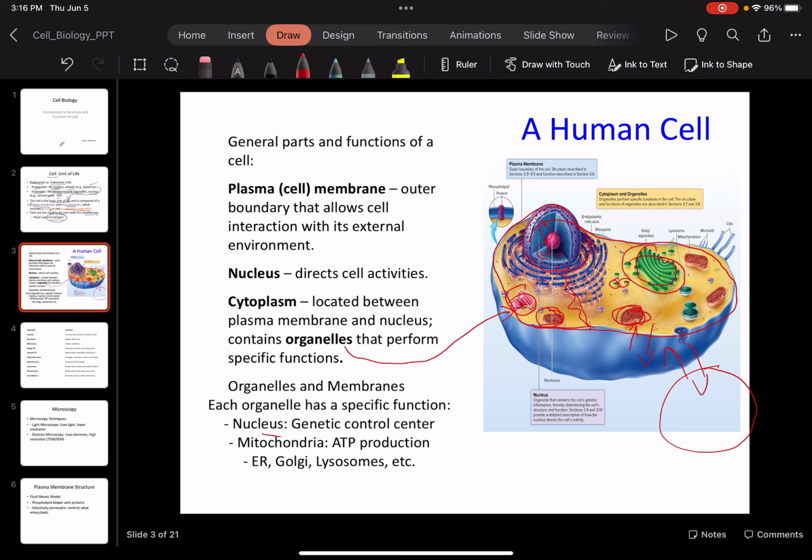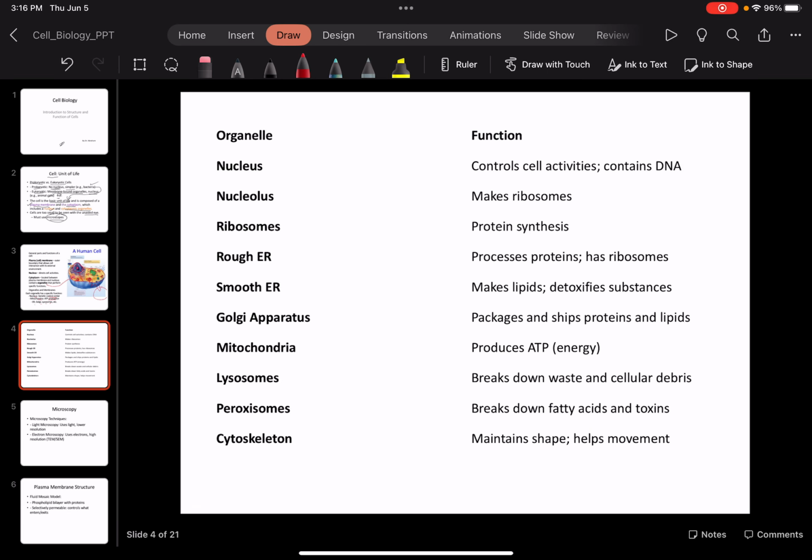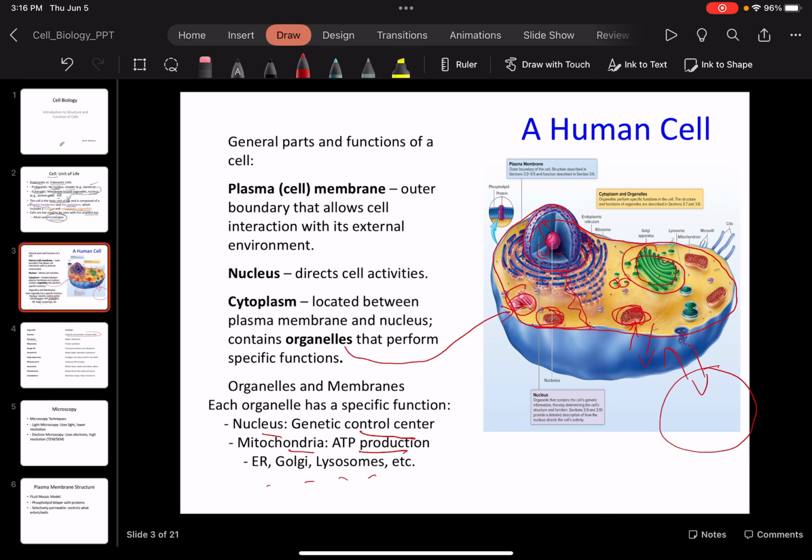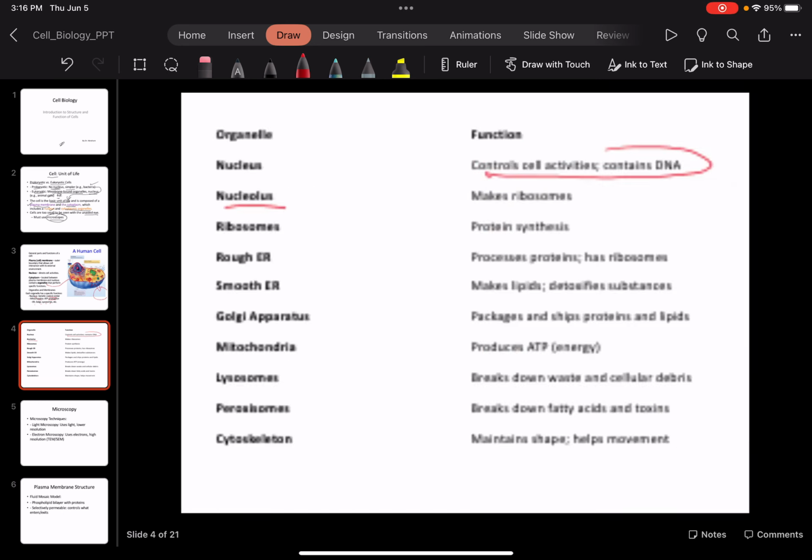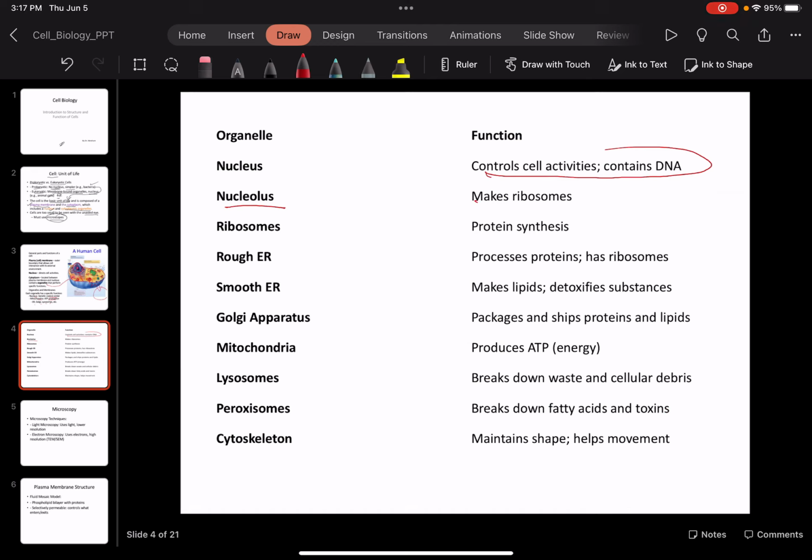So nucleus, genetic control center. Mitochondria, ATP production. We're going to see what each one's functions are. Nucleus, make sure you know that the nucleus is where the genetic material is located, the control center. Nucleolus, inside the nucleus, see this one, the pink structure, makes ribosomes. Then what do ribosomes do? Ribosomes carry out protein synthesis.